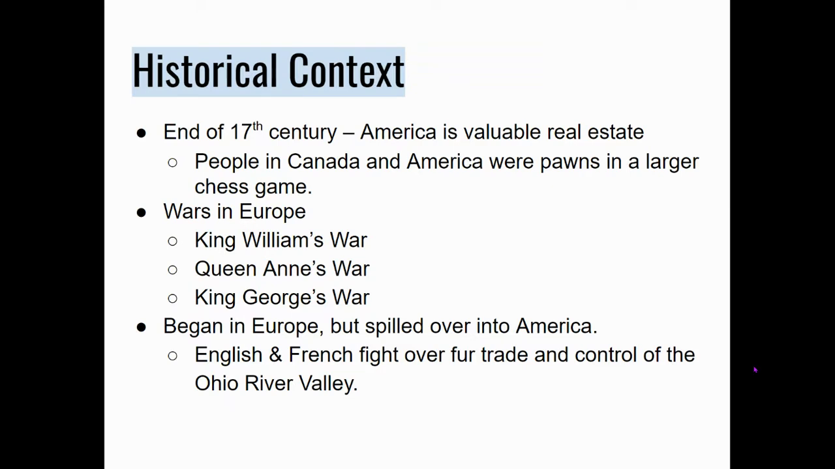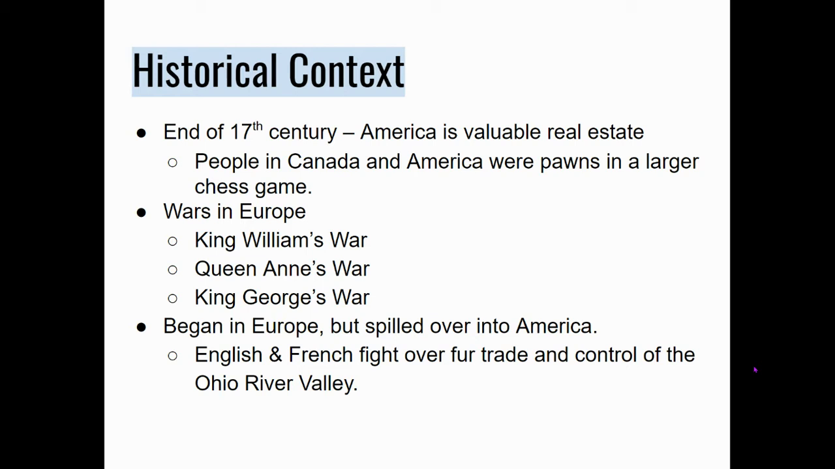So a historical context of the French and Indian War is the fact that America is valuable real estate. The French, the British, the Spanish, they all want as much land as possible. So the people that live in Canada as well as America are becoming pawns in a larger chess game. These are all wars of colonial expansion, but they start in Europe. So we have King William's War, Queen Anne's War, King George's War, and they start in Europe and spill over into America.